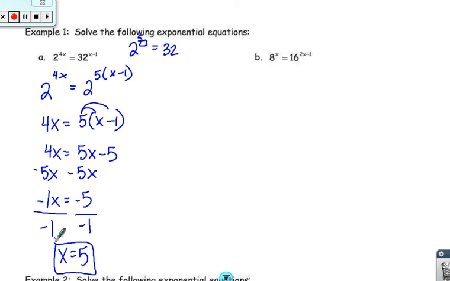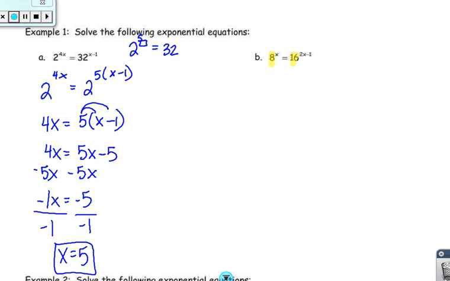Okay, on the second one, 8 and 16. Is there any way to say 8 to the something equals 16? I know 8 to the first is 8. 8 squared is 64. So I can't make them have the same bases using 8. I need to go smaller. So we have to change the 8 and the 16.